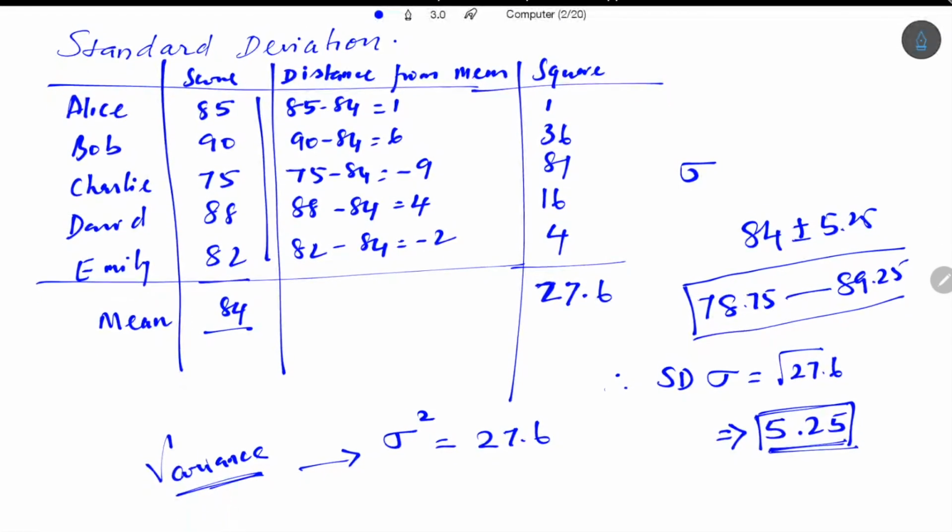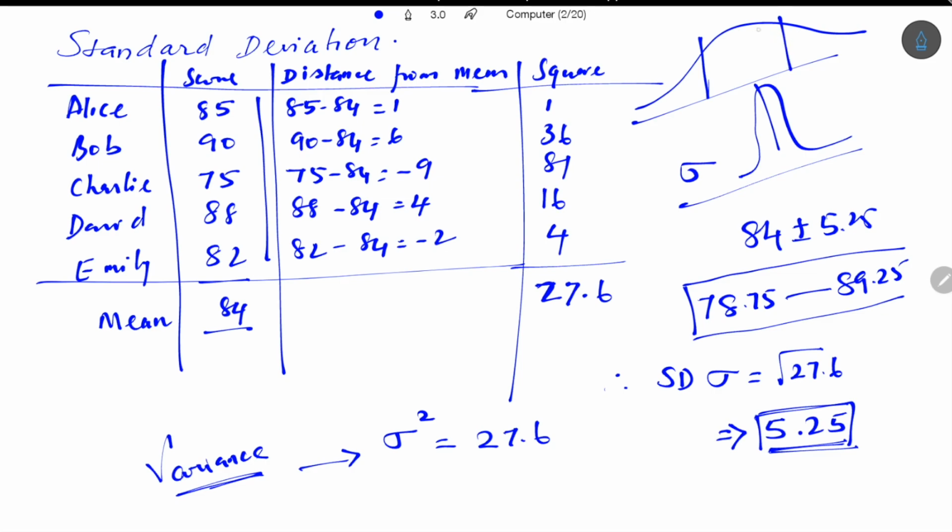Clear? If the data is very close to the mean, then it's a perfect distribution. If the data is spread out like this, meaning a large amount of data lies in this area, the range of prediction is very large, but here the range is very narrow, so it is easy to predict the future data. Clear? This is how we need to understand the standard deviation.